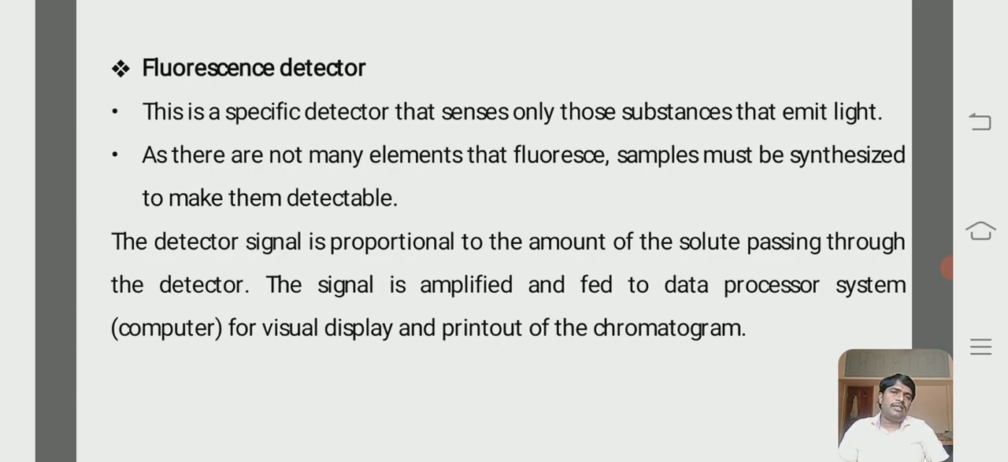Coming to the next detector, another solute property detector, that is the fluorescence detector. This is a specific detector that senses only those substances that emit light. In the UV visible, it absorbs the light. Here, in this detector, it senses only those substances that emit light. As there are not many such elements, non-fluorescent samples must be derivatized to make them detectable.